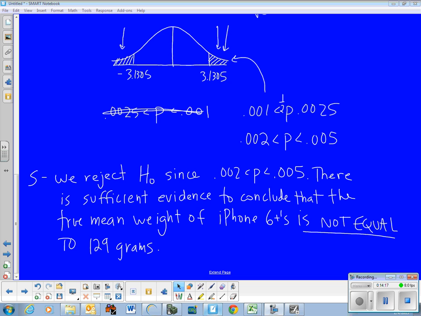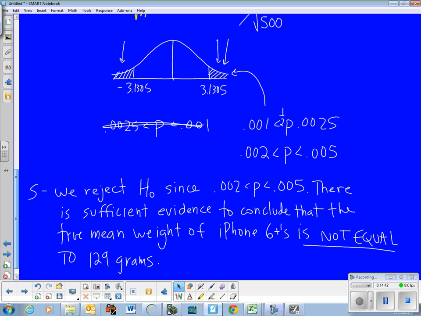Our alternative hypothesis was not equal to, which means we reject the null and we go with the alternative, which is not equal to. You don't want to go greater than, even though your sample indicates it's obviously greater than. Once you decide to test not equal to, you are just testing not equal to. You don't go back and conclude that it's greater, even though it seems pretty obvious that it is greater.